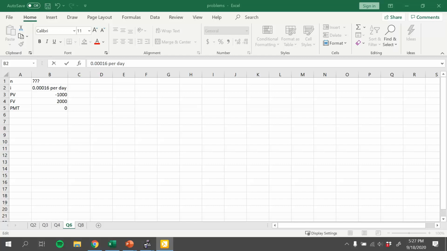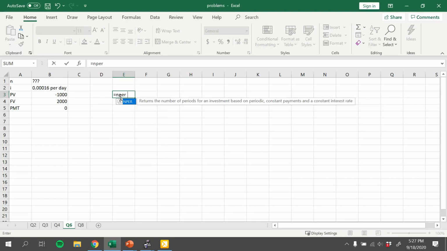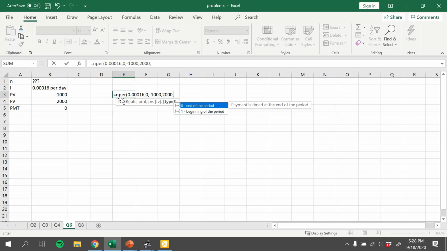So let's do this in Excel. The Excel command to find number of periods, N, is equal NPER. So my rate is 0.016% per day. So I'll type that in here. And I need it in Excel to be in terms of decimals. So this is going to be 0.00016. That's my 0.016% per day. Comma, our payment is going to be 0. Our PV is negative 1,000. And we'll make our FV 2,000. For type, we'll leave it as the default, which is 0. Close parentheses. And what do we get?